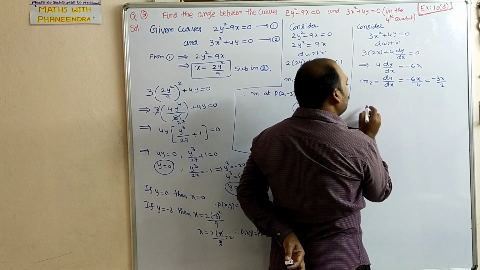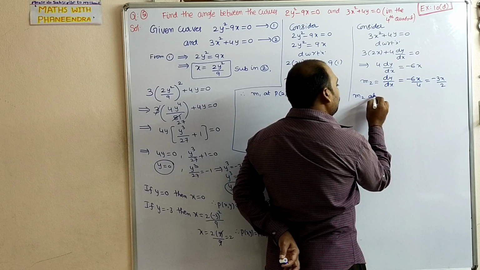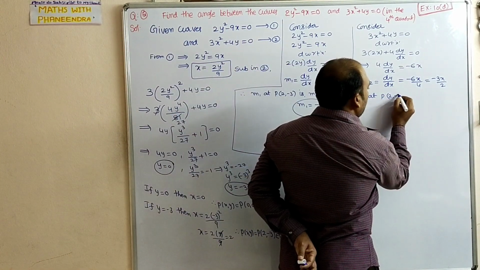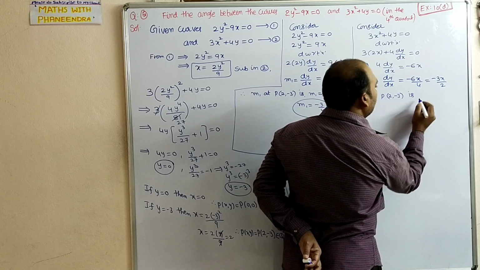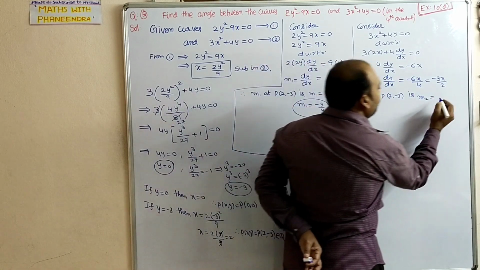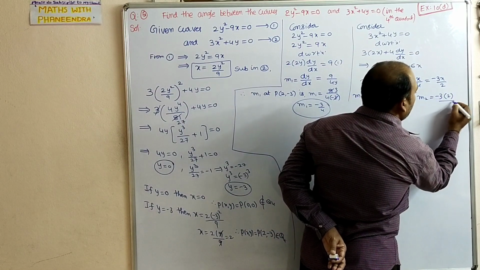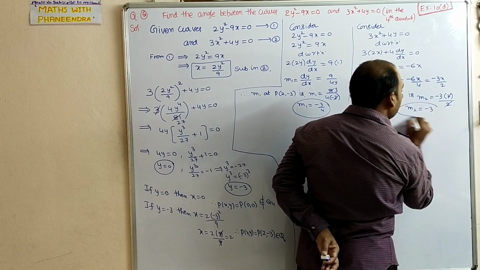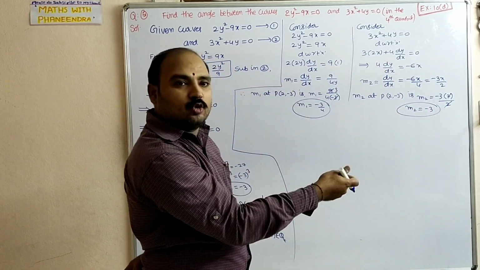We have to find m2 at P of 2 comma minus 3. m2 equal to, in place of x substitute 2. So minus 3 into 2 divided by 2. 2 gets cancelled. m2 equal to minus 3. m1 value we know, m2 also we know.